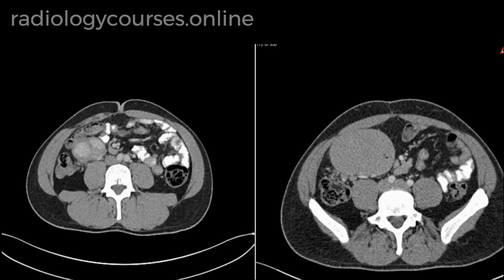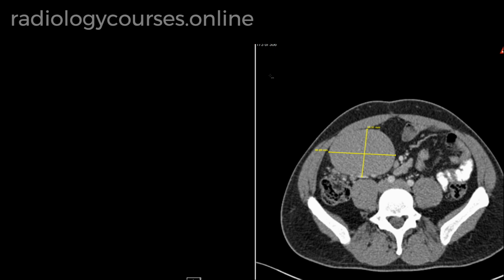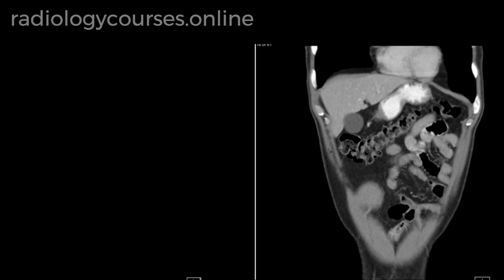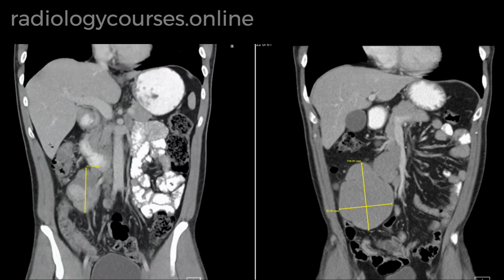So it's quite simple. We need to measure the AP and transverse axis of the nodal mass in the first scan and at a similar level on the present scan. When we have done that, we note that measurement, then we pull up the coronal scan and again measure the craniocaudal long axis. We have three measurements: AP, transverse and craniocaudal axis.